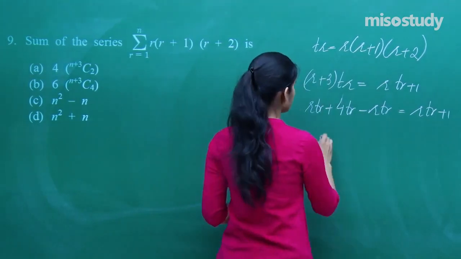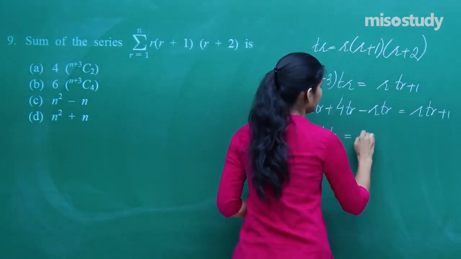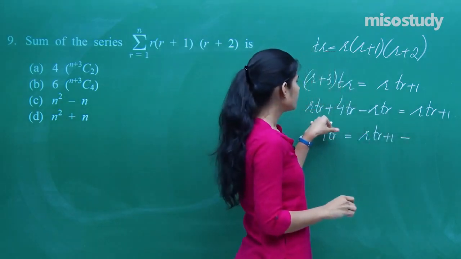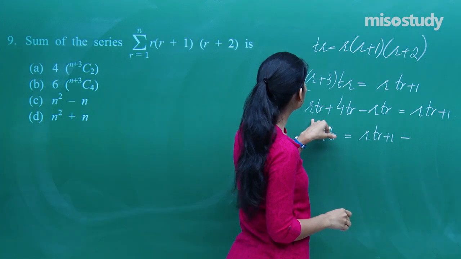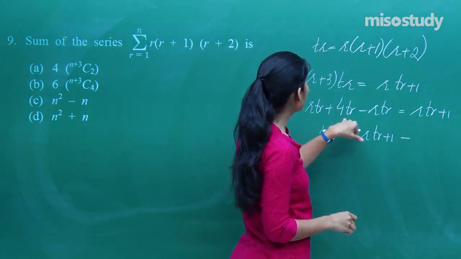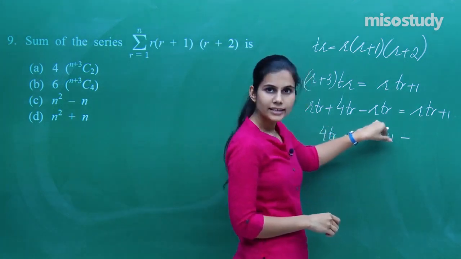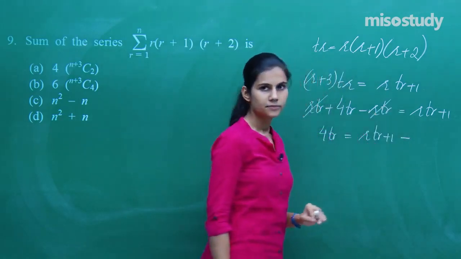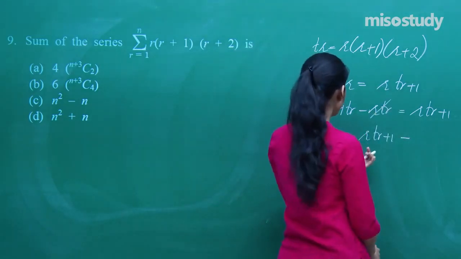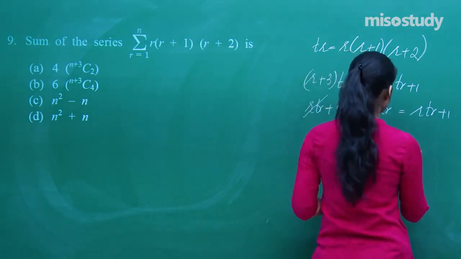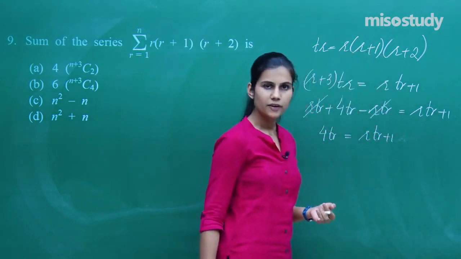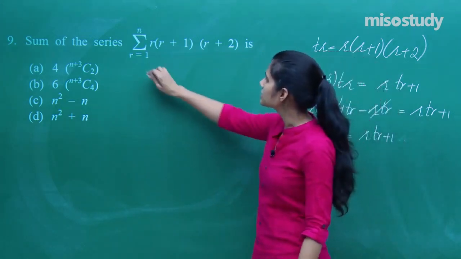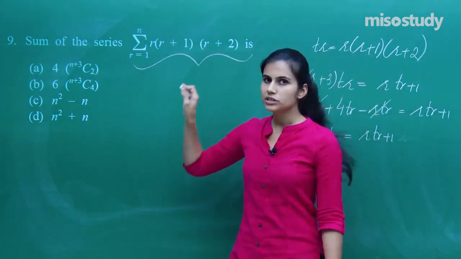So this becomes what? 4TR equals RTR plus 1 minus, what is this? This is RTR plus 4TR minus RTR. So here what you are going to get is this gets cancelled, this gets cancelled, so you are left with RTR plus 1. That is it. The moment you get this, how you extend your argument to get the sum of this series is what you need to think now.